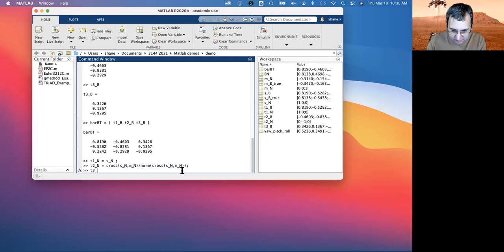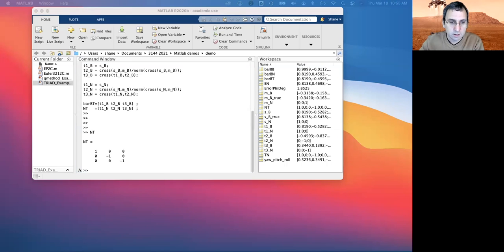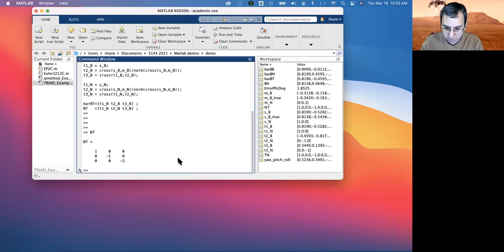Okay, and then T3N is T1N cross T2N. N and B are next to each other on the keyboard, which is going to lead to problems. I don't like that. Okay, there we go. We can construct N, the identity matrix, just like we said we would: T1N, T2N, T3N. So now we will write the estimated rotation matrix. So this is B bar N equals B bar T times N T transpose.